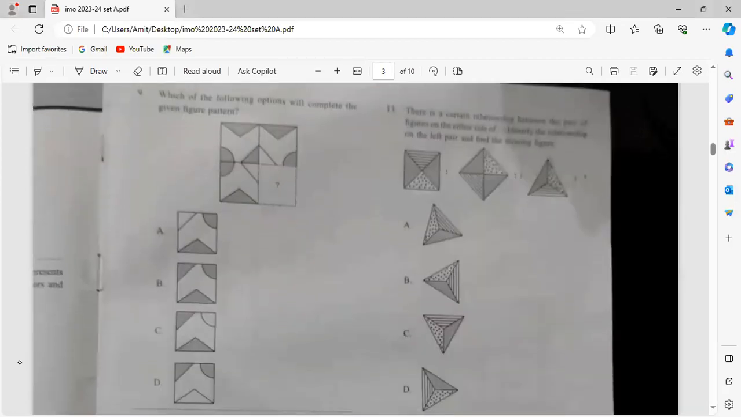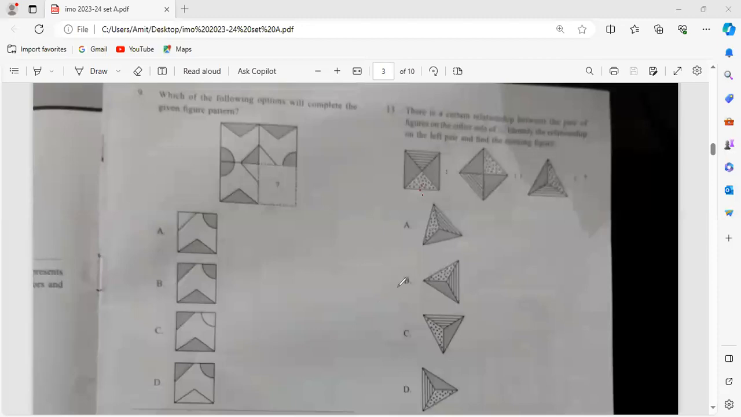There is a certain relationship between the pair of figures on either side. Identify the relationship on the left pair and find the missing figure. So if you see here, what's happening? What is the turn? So whenever you have this, just see. So if we see this, then this was here. Okay, then it has shifted. Let's see.